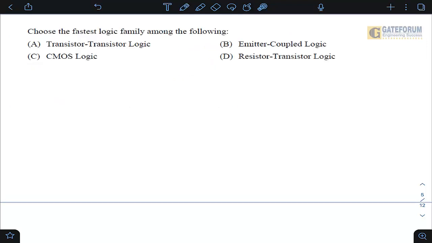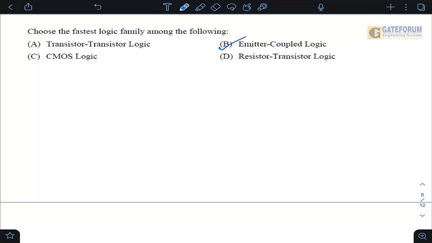This question is asked in GATE 23 of Instrumentation. This is from digital subjects and from the logic family topic. The question is, choose the fastest logic family among the following. This is a standard data-based question, students. The answer is emitter coupled logic, right?